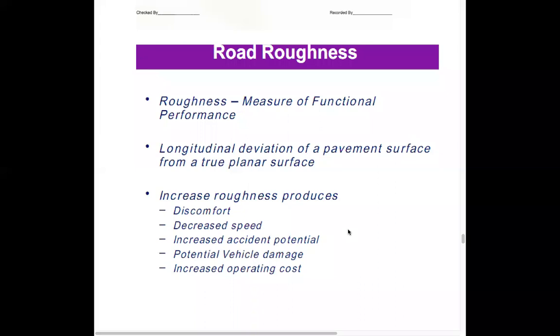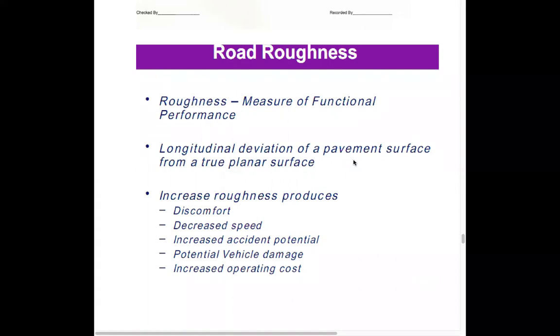Okay, so one of the important parameters for maintenance strategies is road roughness. Road roughness is a measurement of functional performance. We are discussing that visual examination is one part, and road roughness with the help of different equipment is the other part. So measurement of functional performance is very important. So what do you mean by roughness? Roughness in simple terms is the longitudinal deviation of a pavement surface with respect to the true planar surface.